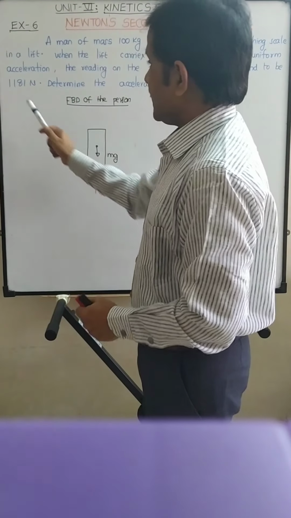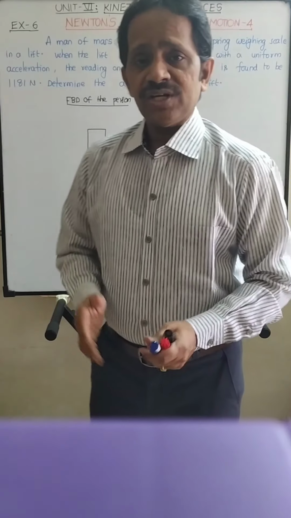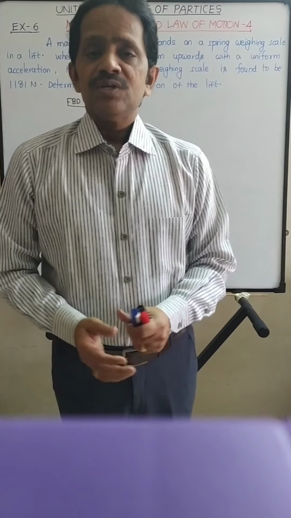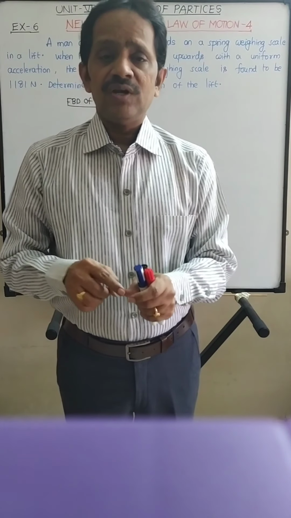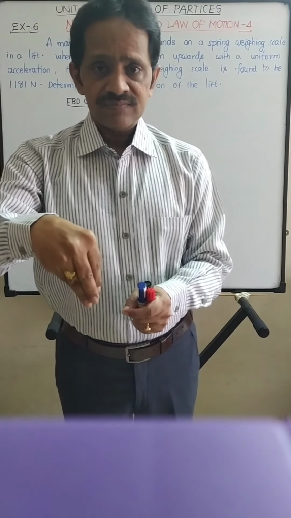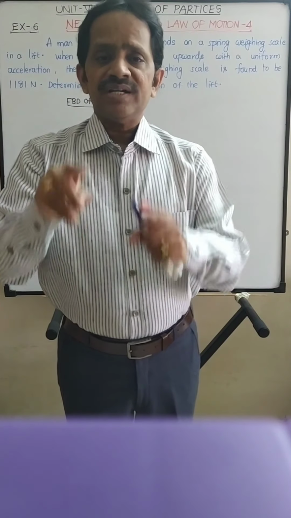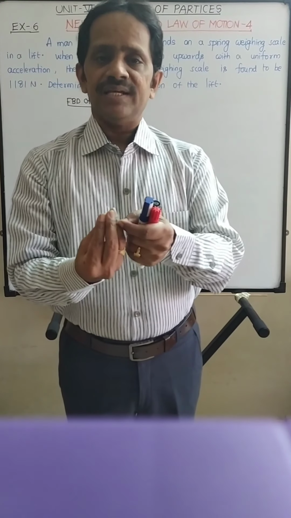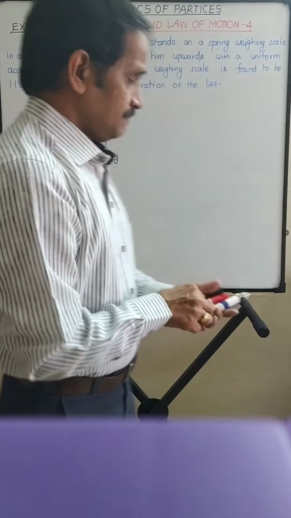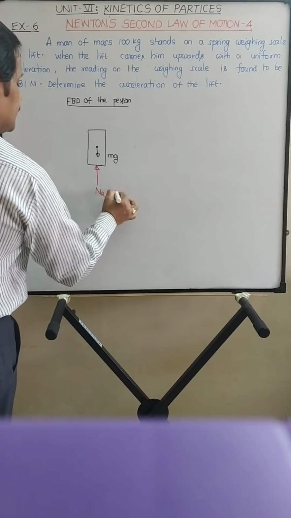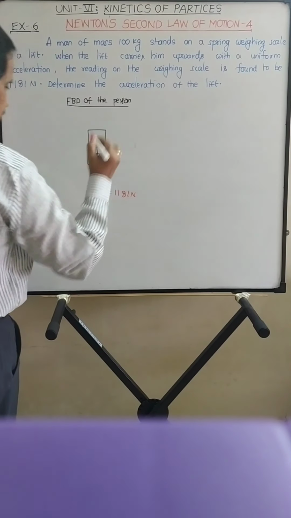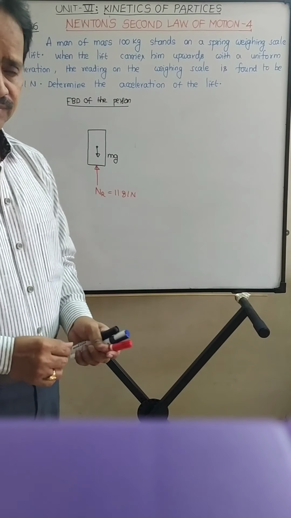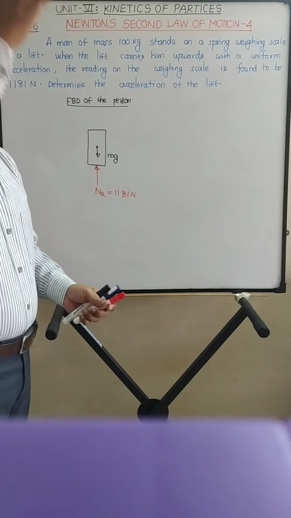So the reading is 1181, which means the normal reaction between the weighing scale and that person is 1181. When you consider the FBD of the weighing scale, you have to consider that 1181 acting downwards from the person. If you consider the FBD of the person, that 1181 is acting upwards from the weighing scale. That is nothing but the normal reaction. So it is 1181 Newton. Right? So these two forces are acting on him. He is not in equilibrium. He is moving in the lift.